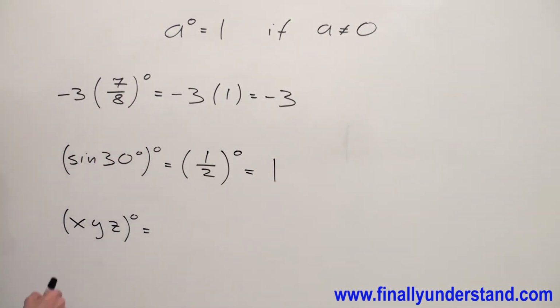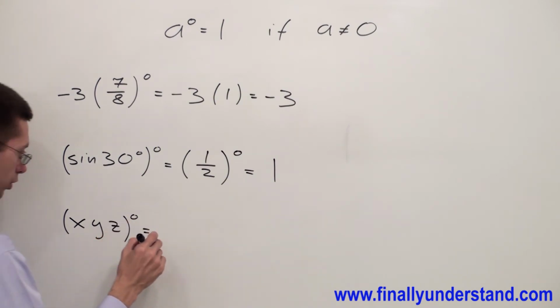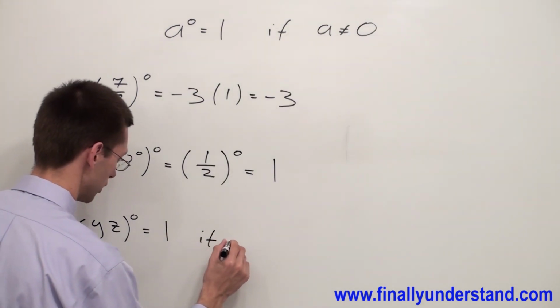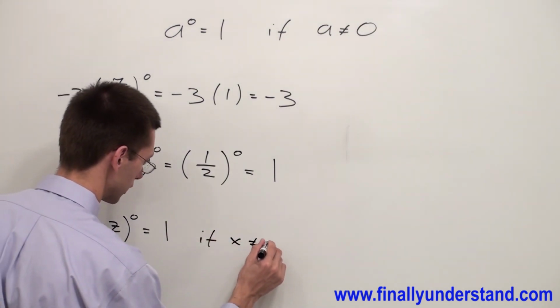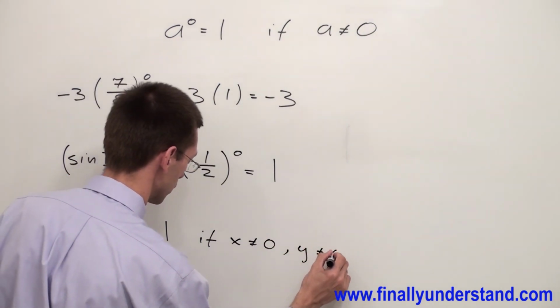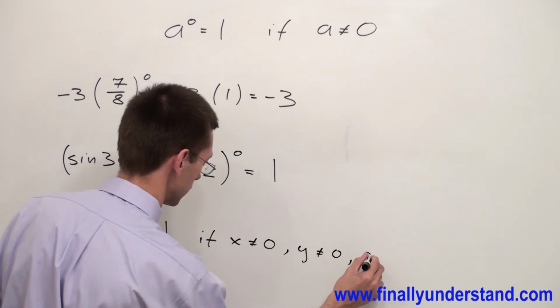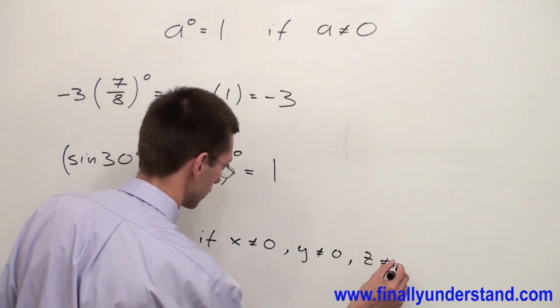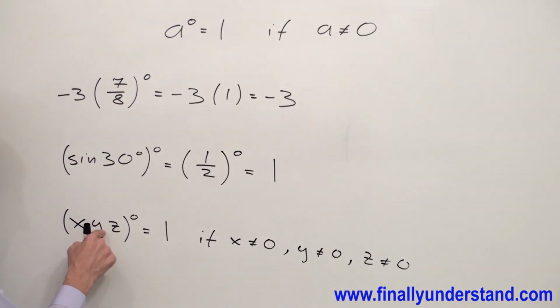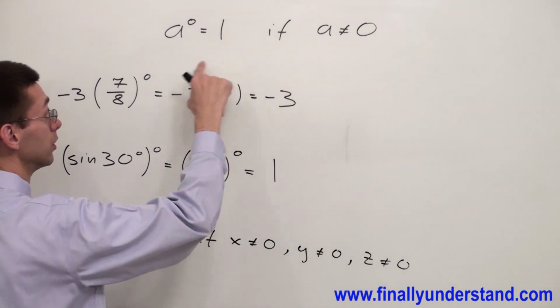Now, x, y, z raised to power 0 is going to be equal to 1 if x is different than 0, y is different than 0, and z is different than 0, because this product can never be equal to 0, again according to the definition.